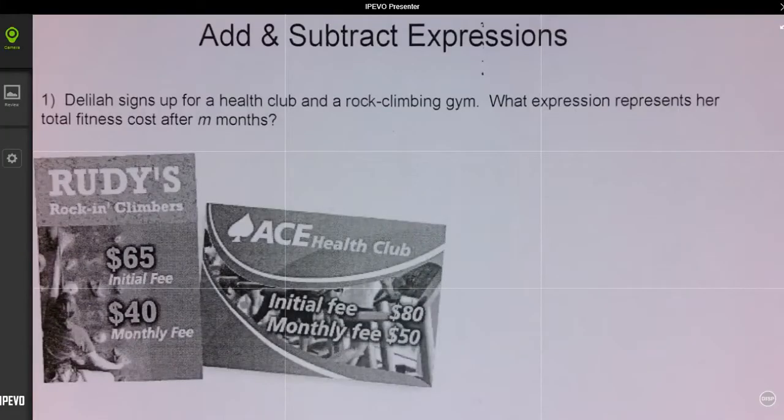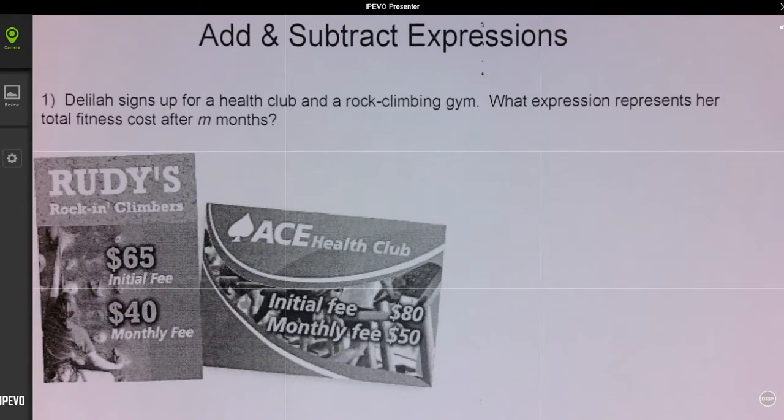In today's lesson, we're going to talk about adding and subtracting expressions. And in our first example, we're told that Delilah signs up for a health club and a rock climbing gym. They want to know what expression represents her total fitness cost after M months.